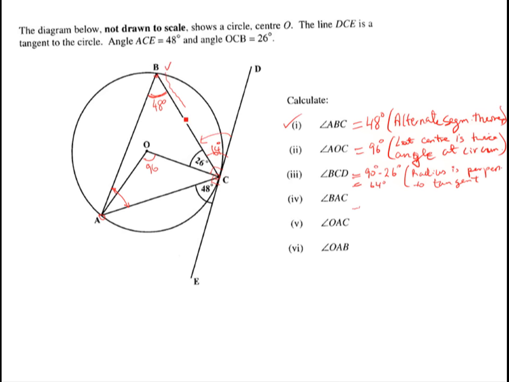64 degrees. And we're noticing that chord BC is pointing towards angle A. Chord BC cuts the circle into two segments, the minor segment and the major segment. The angle in the minor segment is 64, and the angle in the major segment over here at A should also be 64 degrees. So angle BAC is equal to 64 degrees. And this is the alternate segment theorem as well.